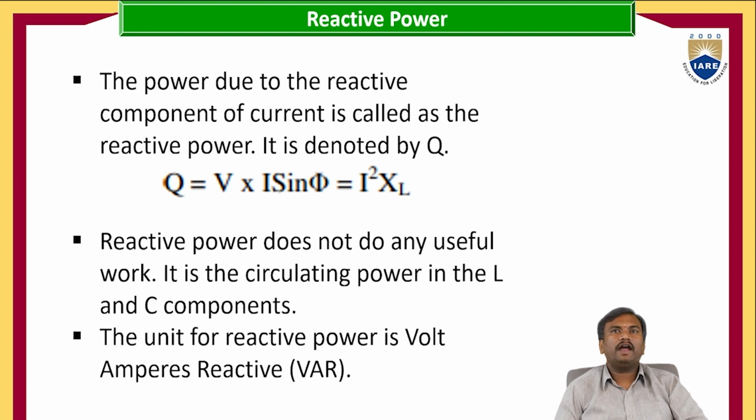Now, the power due to the reactive component of current is called reactive power. It is denoted with Q, where Q is equal to VI sin phi, which is equal to I square into XL. Here, this value is because of the reactive component of current. So, the reactive power does not do any useful work. It is the circulating power in the L and C components. The unit for reactive power is volt ampere reactive.